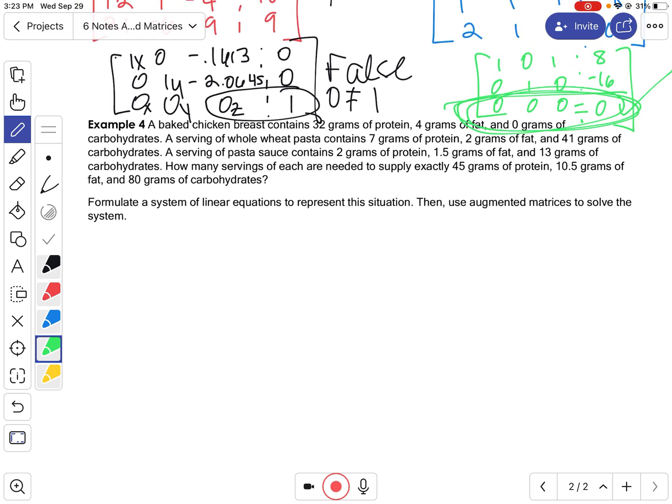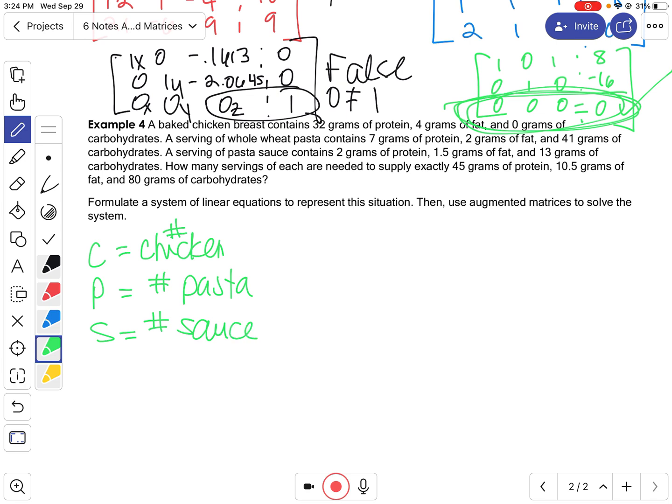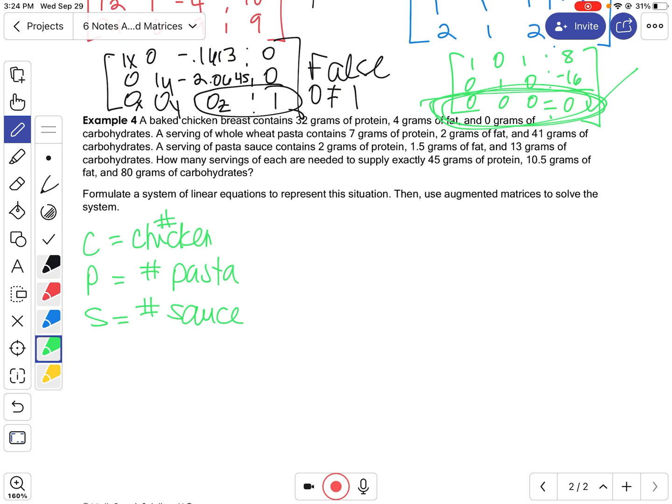And so you should have a variable. It doesn't matter what variable you use, so I'm just going to say C is the chicken breast. I'm going to say P is the number of pasta. And S is the number of sauce. So those are the numbers of servings.